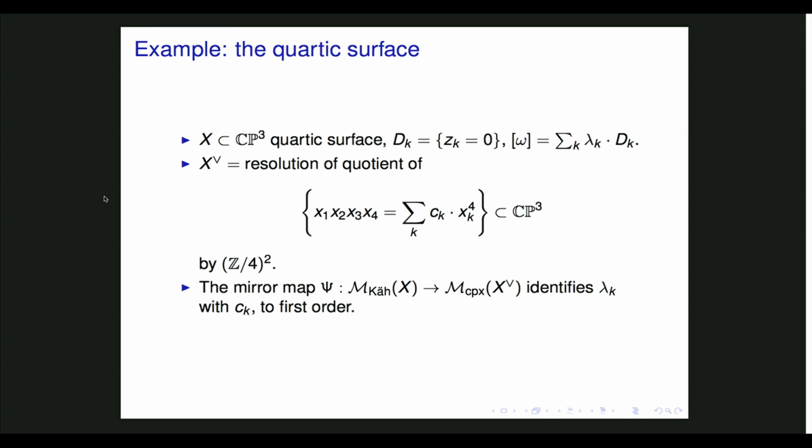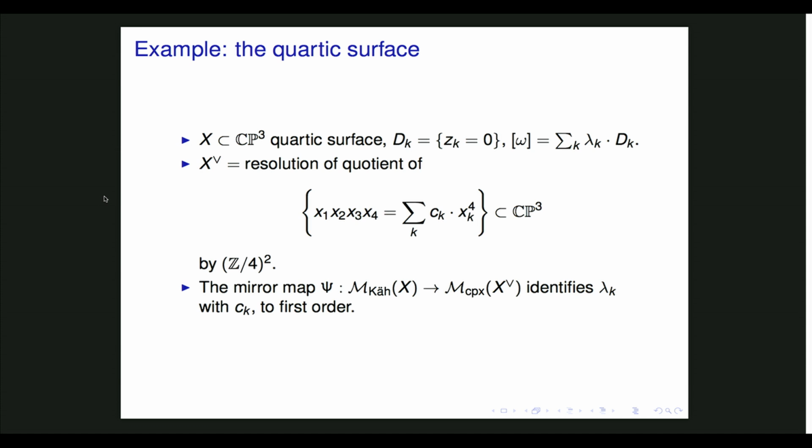The divisors z1 equals 0, z2 equals 0, z3 equals 0, z4 equals 0 for each of the homogeneous coordinates zi. And we're going to look at Kähler forms where the de Rham cohomology class of the two form is a combination of the Poincare duals of those guys.